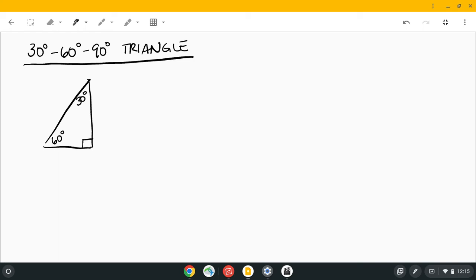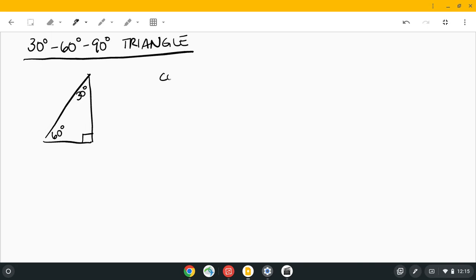Okay, so before we look into the 30, 60, 90, let's go ahead and consider 2 of these. So let's consider this triangle also on this side. Okay? So like a mirror image of it. And if I do that, then this would be 90, this would be 60, and this one would be 30, right? Okay? So let's take a look at that.